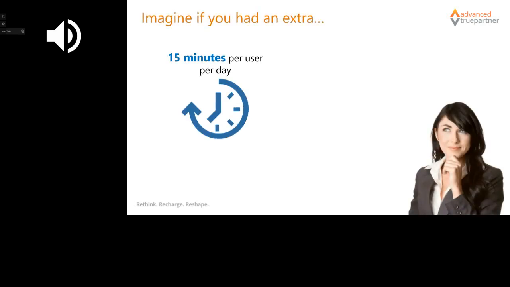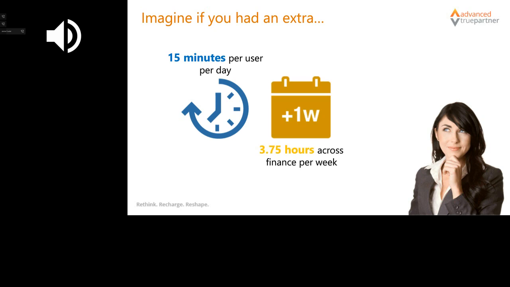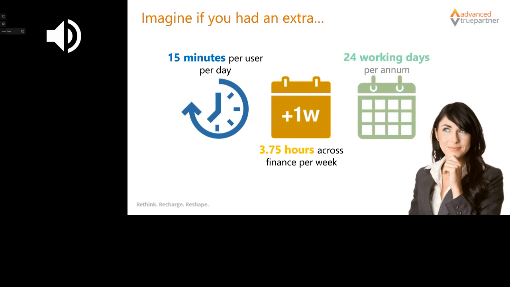So just to leave you with a little bit of food for thought before we go into a demo from Guy. Imagine if you had an extra 15 minutes per day to be able to complete tasks. That gives you an extra 3.75 hours across finance per week, which equates to 24 working days per annum. Now, I think you'll agree that that is a significant time saving and will allow you to complete other projects that you're looking to do within the business and speeds up the efficiency. So I'm now going to hand over to Guy, who is going to go through a live demonstration for you.